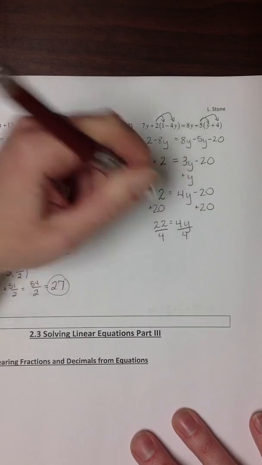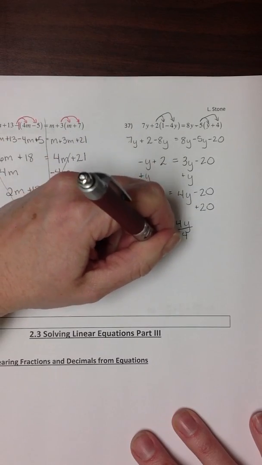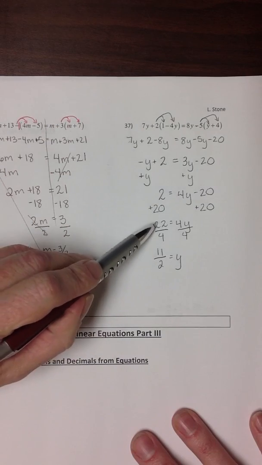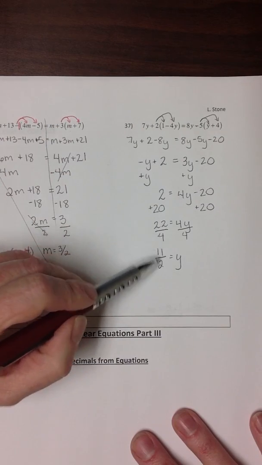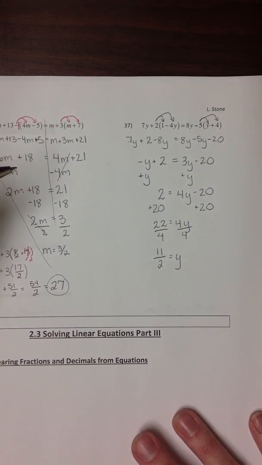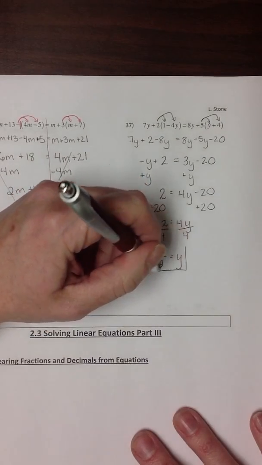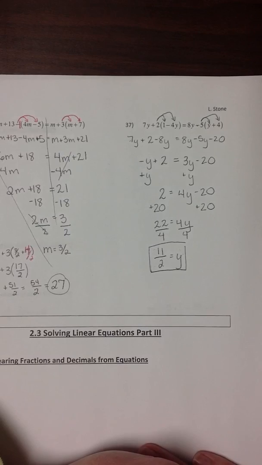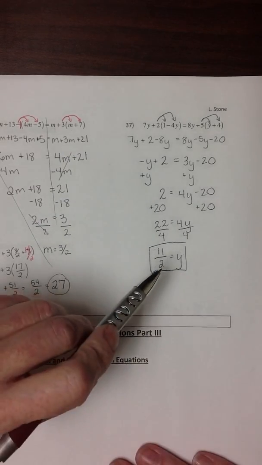Dividing both sides by 4 leaves me with the fraction 22/4 reduced to 11/2 equaling y. And I think we're out of time to do the check in this space.